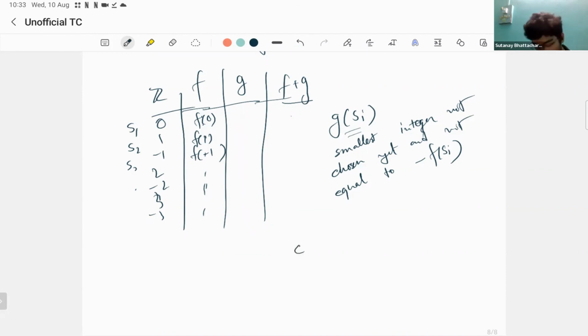So when could this occur? Since you're choosing the smallest integer not yet chosen, that has to get picked at some point, unless it happens to be equal to minus f of Si a lot of times. So unless it so happens that after some point all these minus f Si's are equal to C, then of course C will never get chosen, and that's the only possible case where C never gets chosen.